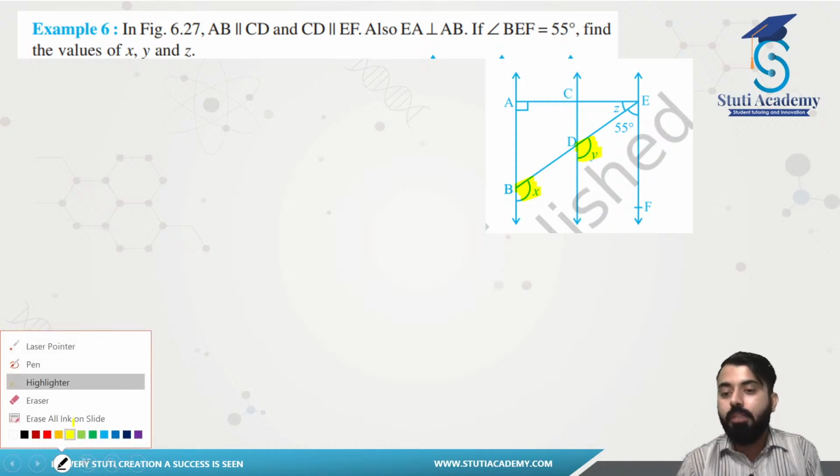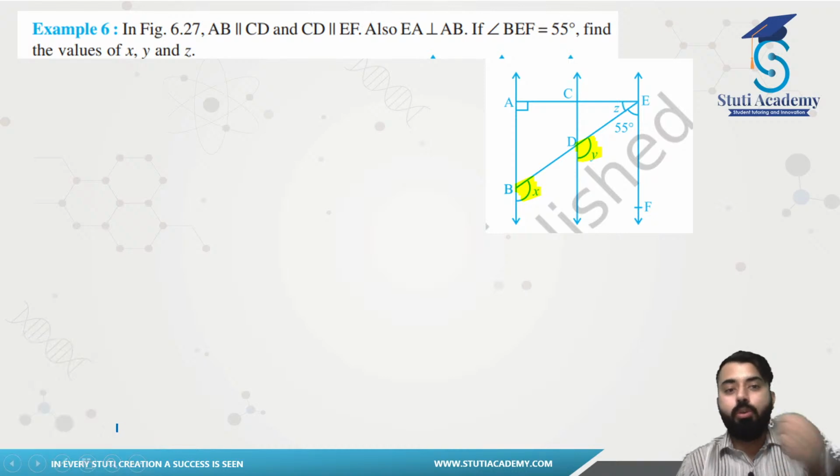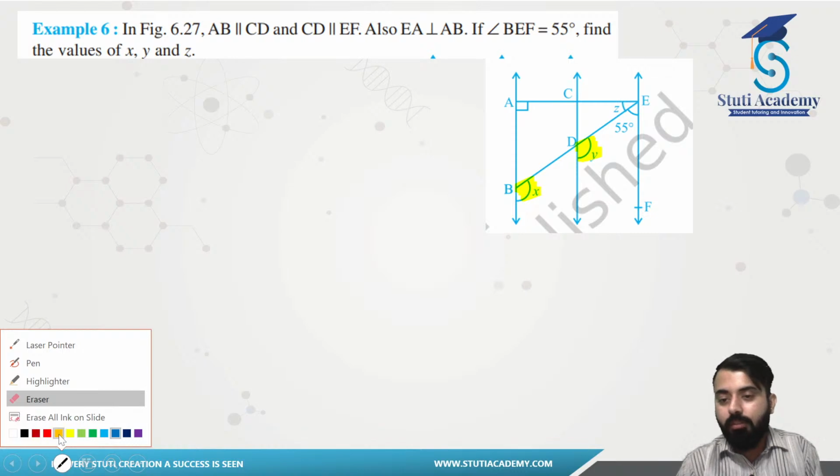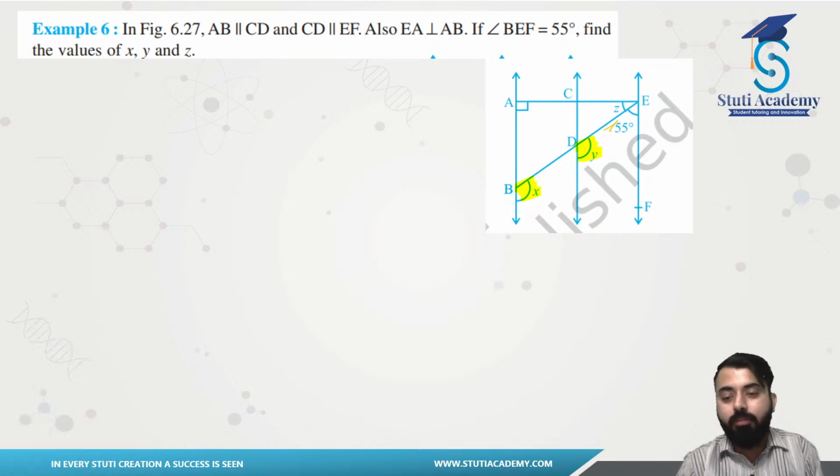And I know if the lines are parallel, then the sum of their co-interior angles is always 180. So you see the sum of this angle. Let's not use this one, this is quite dark. So if I use this, the sum of this 55 and the sum of this Y has to be 180 degrees, right?